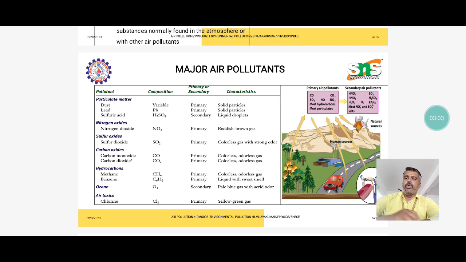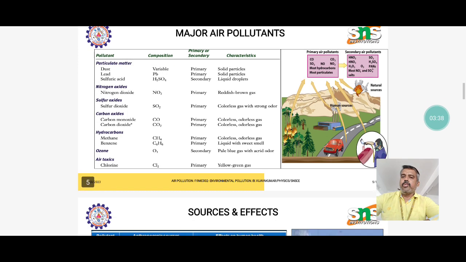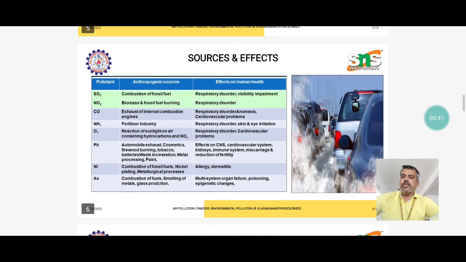So the major air pollutants include particulate matter. The first one is dust, the second is lead, the third is sulfuric acid. Then nitrogen oxide, sulfur oxide, carbon dioxide, and hydrocarbons. These are all formed as pollutants in different compositions, as primary and secondary, and their characteristics also change, such as particle, gas, liquid. So these are all the major factors of air pollution.